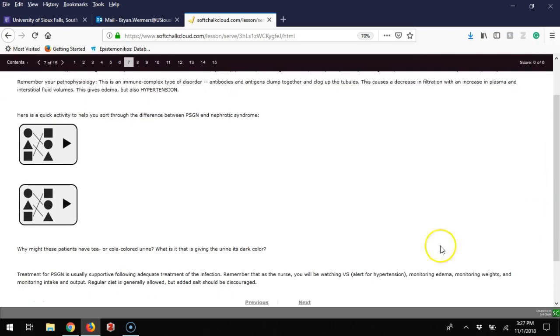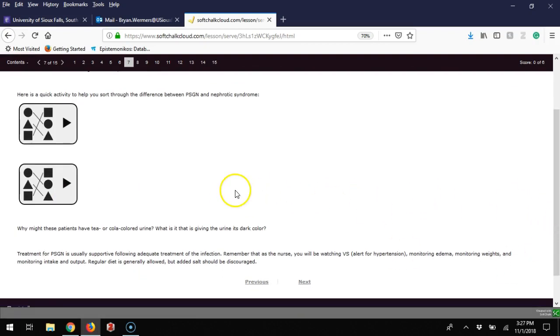I do expect you guys to know the difference between acute glomerular nephritis and nephrotic syndrome, and these will help with that a little bit. One thing that these patients can have is tea-colored urine. Something I want you to realize is that it's the breaking down of the hemoglobin that's giving it this color. So it's actually the blood in the urine that's giving it a dark color.